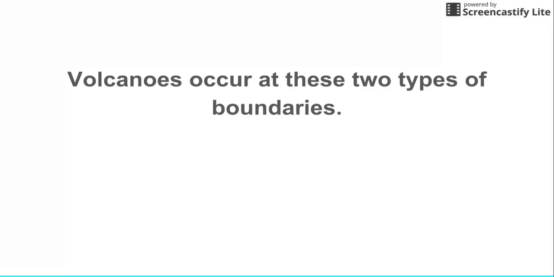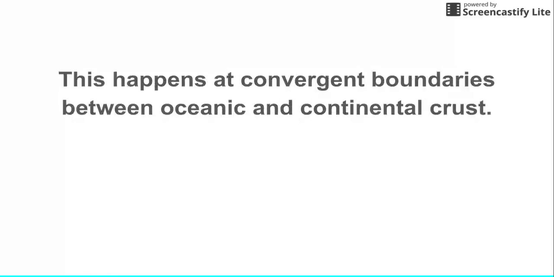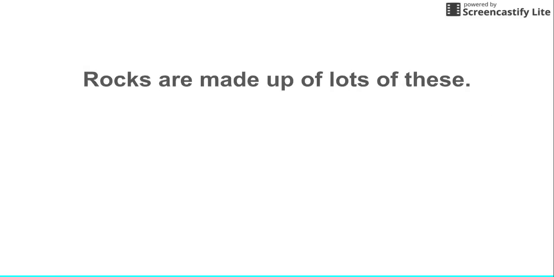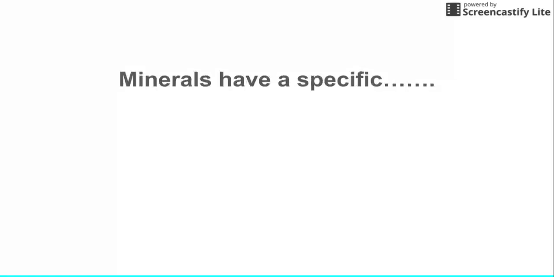Volcanoes occur at these two types of boundaries, divergent as well as convergent. This happens at convergent boundaries between an oceanic and a continental crust: subduction. Rocks are made up of lots of these different minerals. Minerals have a specific chemical composition.